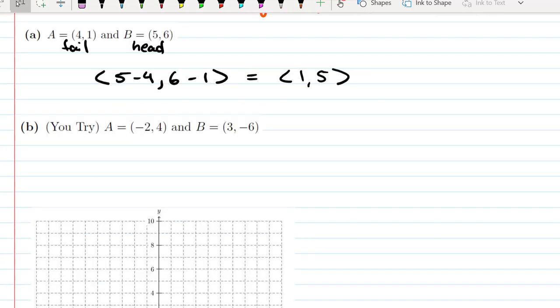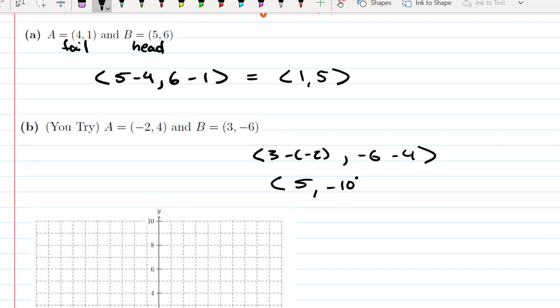Alright, so for our U-try, we're once again going to do head minus tail. So in this case, it is going to be <3 minus negative 2, negative 6 minus 4>. Minus minus gives us plus, so we get <5, negative 10>.